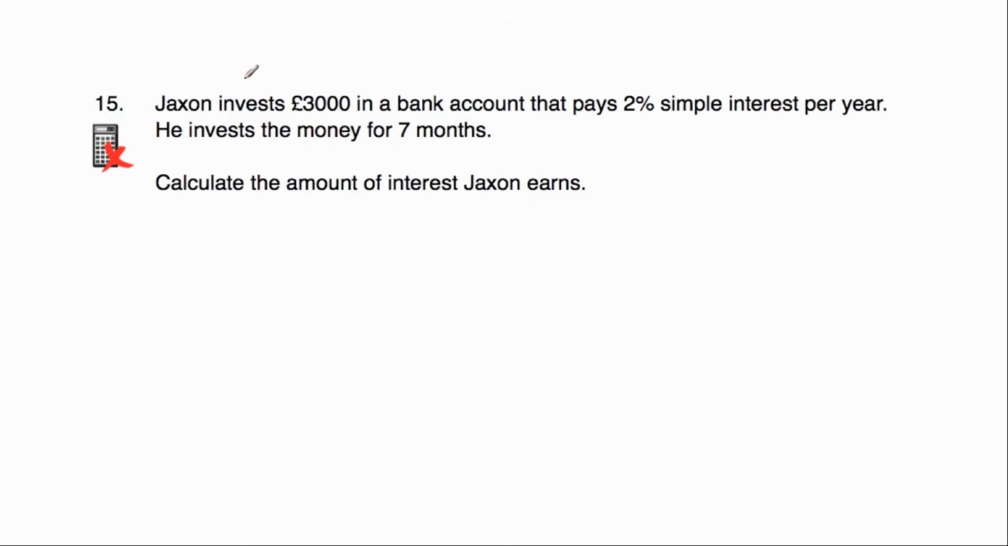So question 15 says Jackson invests £3,000 in a bank account that pays 2% simple interest per year, and he invests the money for 7 months. Calculate the amount of interest that Jackson earns, and this is a non-calculator question. So let's work out how much money Jackson would receive if he invests the money for a year. So it's simple interest, so if we work out 2% of 3,000, we'll see how much money he should receive each year. So 3,000 divided by 100 is equal to 30, and then 30 multiplied by 2, the percentage we want, is equal to £60. So every single year, Jackson should receive £60 in interest.